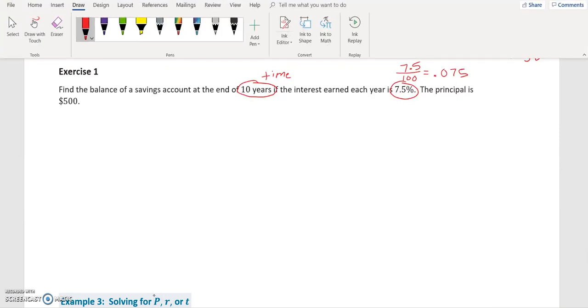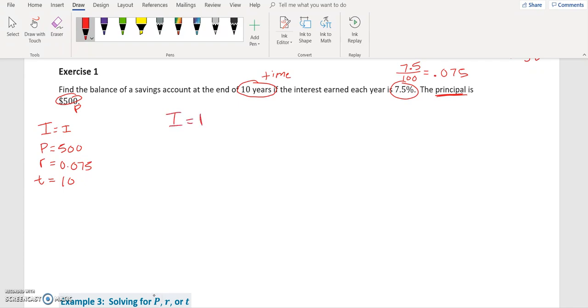0.075. The principal, they even gave us the word principal, is $500. So this is our P, our principal. Label, we're looking for I, P, R, and T. Interest, we do not know. P is equal to 500. Interest is going to be I. The rate was 0.075, and our time, we're looking at 10 years.